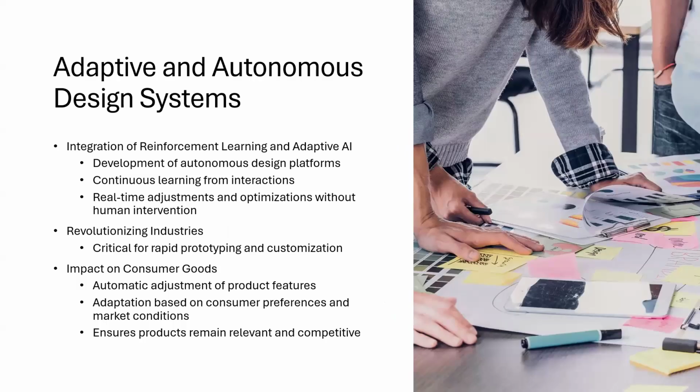With the integration of reinforcement learning and adaptive AI, we can develop an autonomous design platform. We can continuously learn from interaction. This real-time adjustment and optimization can be built into the system. It means that without human involvement, the machine keeps improving by itself. The services will be improving, because we already built reinforcement learning into it. It's very critical for future rapid prototyping. It will automatically adjust product features.